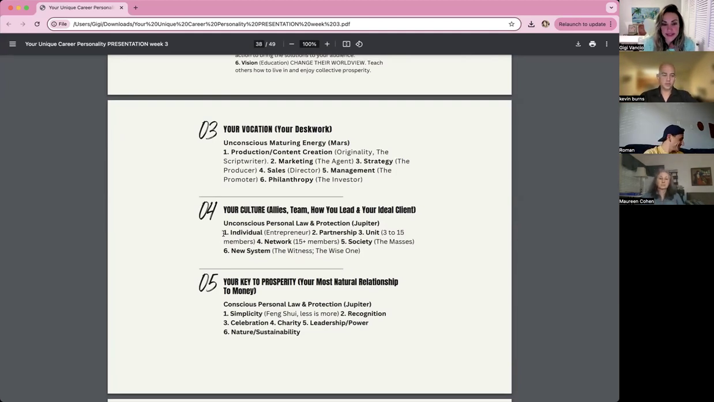So line 1 is the individual or entrepreneur. Line 2 is partnership. So you're designed to work with another person, the right partner. Line 3 is the unit, so 3 to 15 members in your business. Line 4 is the network, 15 plus members. You're designed to work with a large business. And then 5 is society, like speaking to the masses. And then 6 is a new system, the witness or the wise one.